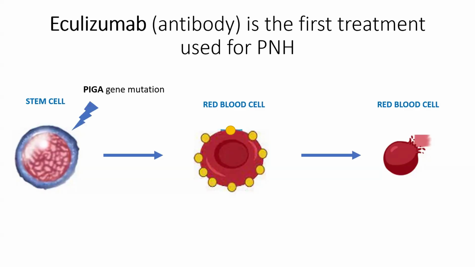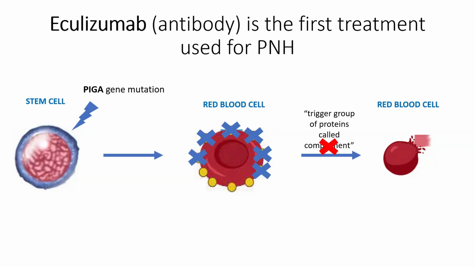So that still happens. You still have the PIGA gene mutation. It still will get rid of these important markers on the red cells and make the red cells look foreign. And it's still going to trigger the complement that's going to come in and destroy these odd-looking red cells. But what eculizumab does is it's actually an inhibitor of the complement. We know exactly which complement protein is responsible for this problem. And eculizumab is going to come and shut off that problematic complement that's destroying your red cells. And by doing so, your red cells are no longer destroyed.